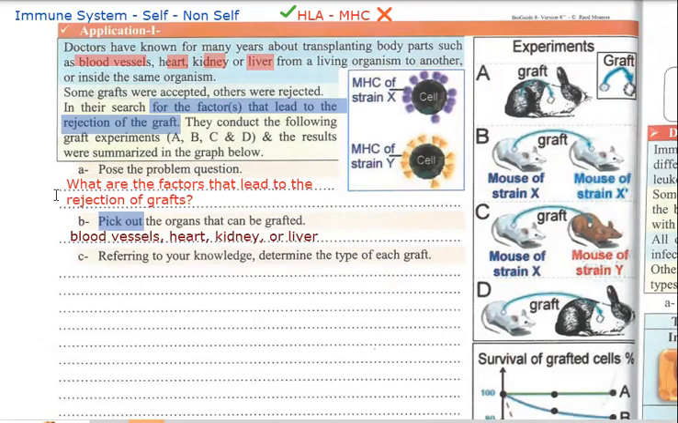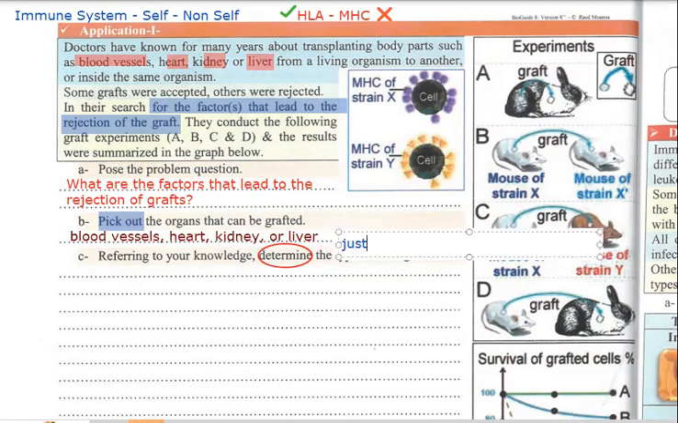Referring to your knowledge, determine the type of each graft. When we say determine, we justify, then we give our answer. In the case of determine, you can switch them. It's okay. But better to justify than to answer. Okay, let's start with the first one.